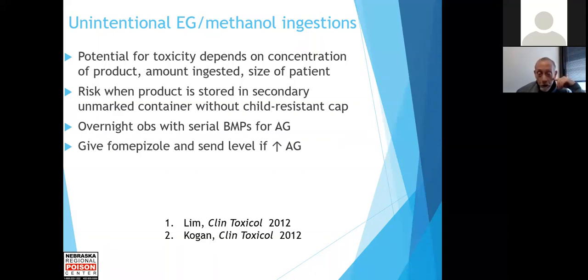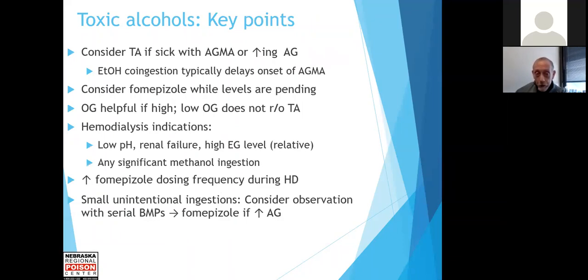This has been studied a number of times in the literature, and where that person has had serial labs and actual levels, they usually turn out to have negative levels or very low levels. So our recommendation is typically to admit them overnight and get serial labs, serial BMPs for anion gaps. And we treat them with fomepizole only if they have an increasing anion gap.